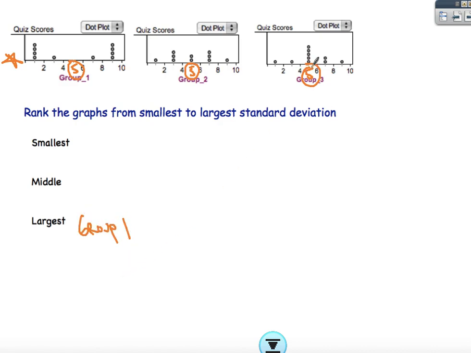And then do you see how in group 3, a lot of the dots are right on top of the mean? So all of these distances away from the mean would be 0, which would really bring down your standard deviation. So since they're clumped more around the mean, this would have the smallest standard deviation. And then group 2 is kind of evenly spread out, so that would be in the middle.